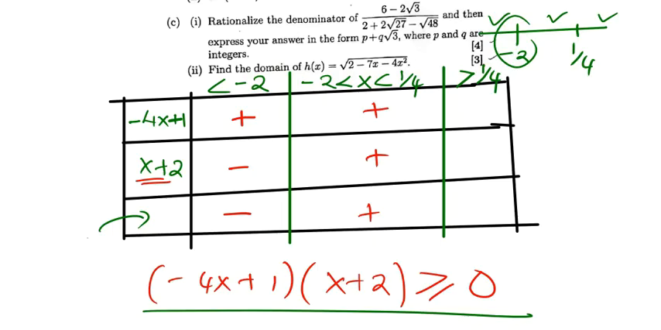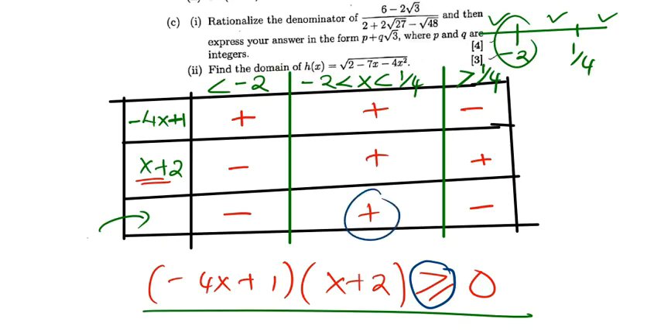For values greater than 1 over 4, you can just think of a simple number, 1. Negative 4 plus 1 is negative 1, plus 2 is positive, so negative. So we're interested in the sections that are giving us greater than or equal to 0.